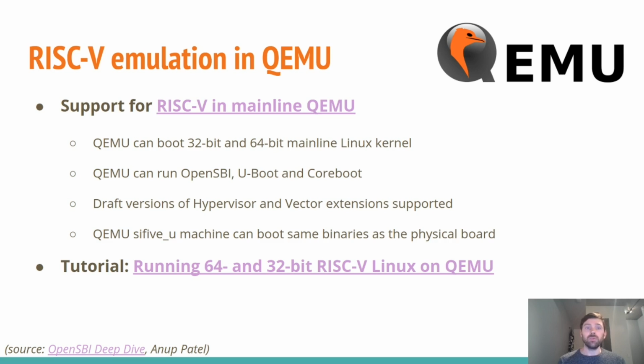RISC-V is also well supported in QEMU, so if you don't have any hardware, you can actually run either full 64-bit or 32-bit RISC-V Linux in QEMU. And if you click on that link there, there's a nice tutorial that'll get you going with running RISC-V Linux on your PC or laptop.